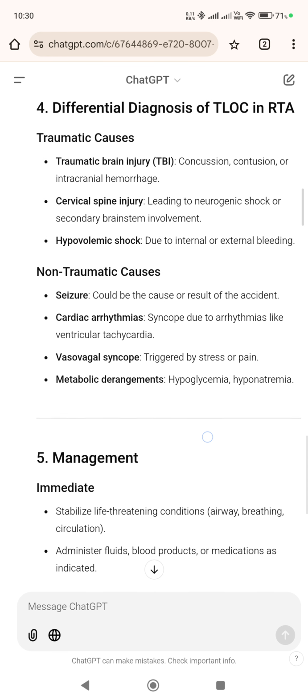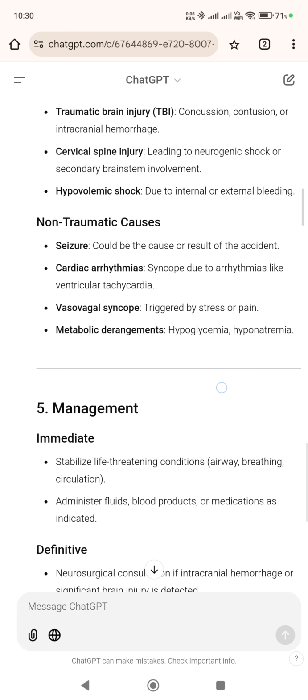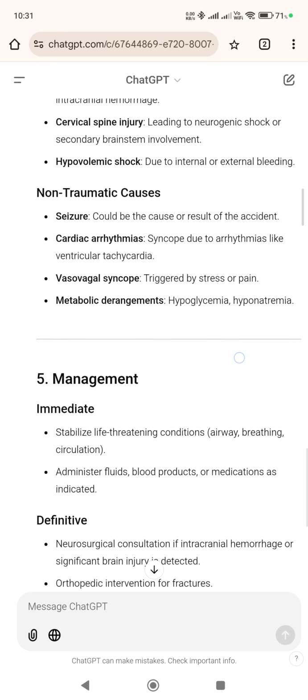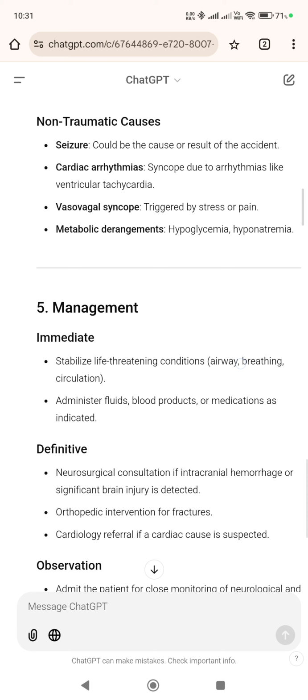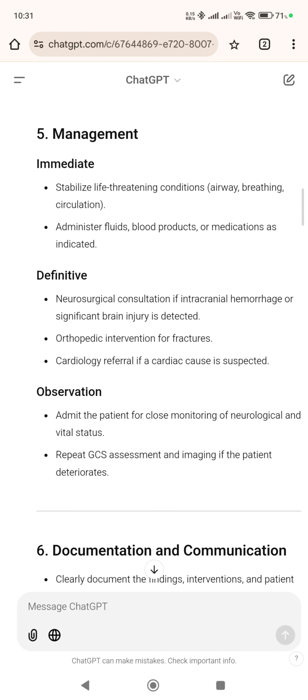Non-traumatic causes. Seizure could be the cause or result of the accident. Cardiac arrhythmias. Syncope, due to arrhythmias like ventricular tachycardia. Vasovagal syncope, triggered by stress or pain. Metabolic derangements: hypoglycemia, hyponatremia.